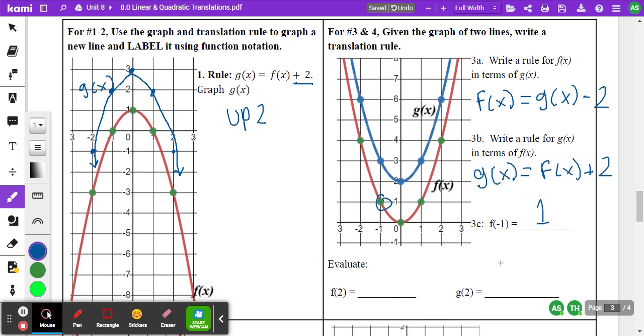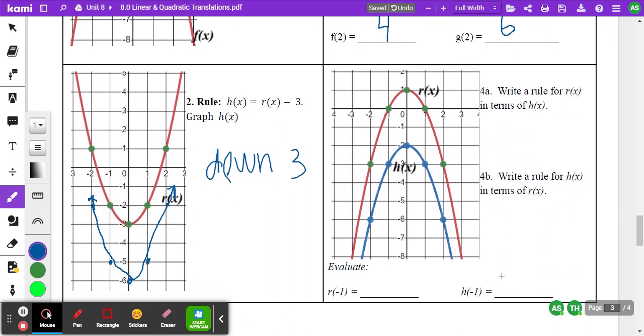Now we have evaluate f of 2. So you need to go to 2 and up to our f of x parabola, which is red. So that looks like 4. G of 2. So same thing, go to 2, but we need to go up to our blue parabola because that's g, and that is 6. You can go ahead and pause the video and try number 4 on your own.